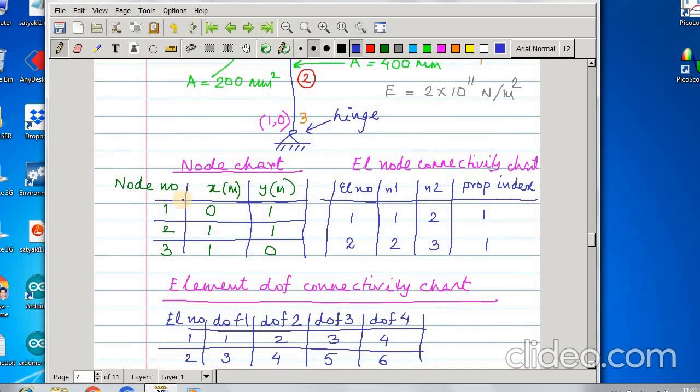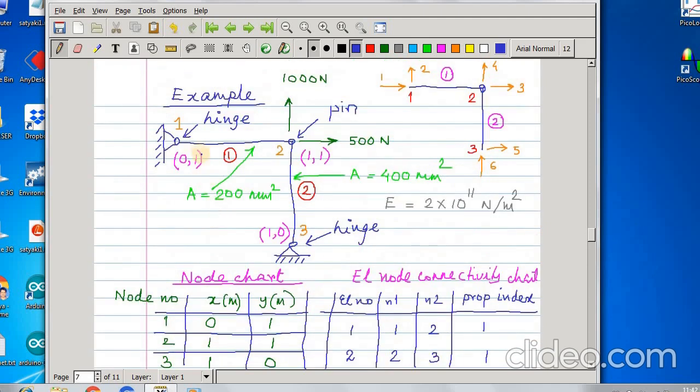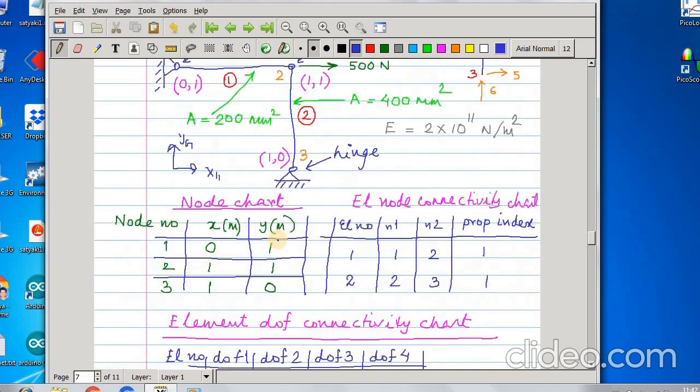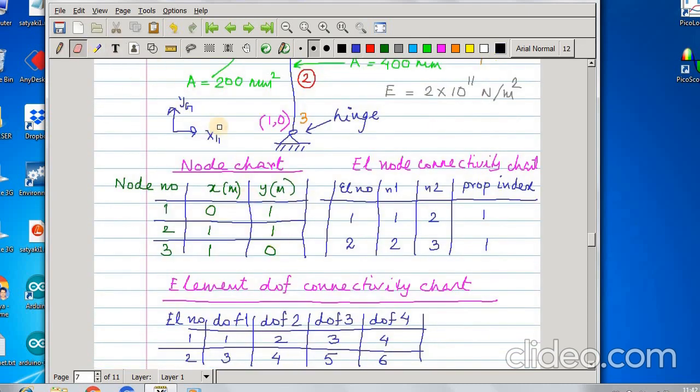One is simply the node coordinate chart. Not node chart, it is node coordinate chart. Here each node has these coordinates. The first node is this one, so it has a coordinate of 0, 1. That means x is here and y is here. This is yg and this is xg, which I had forgotten to write.